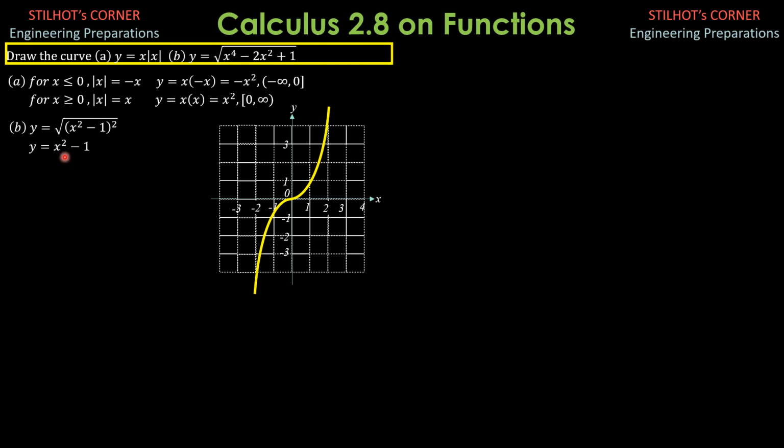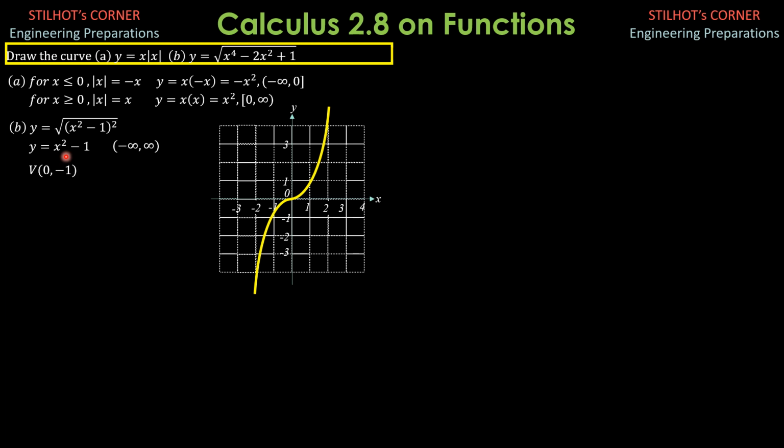When x is 0, y is negative 1. The domain, by the way, is from negative infinity to positive infinity, because the expression inside is always positive because of the even power. So when x is 0, y is negative 1. When x is plus or minus 1, y is 0. And when x is plus or minus 2, y is 3, and so on and so forth.